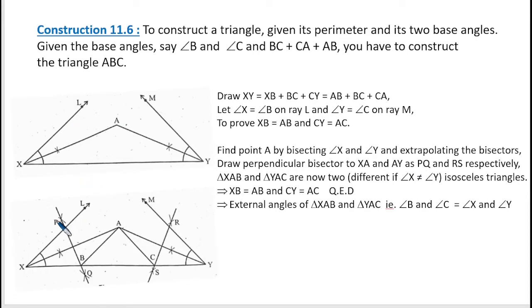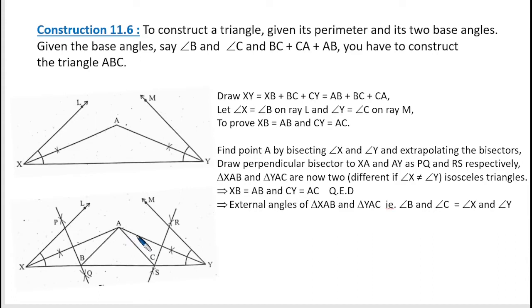Then from this point A to X and A to Y, you draw a perpendicular bisector. I call it PQ here. Once you make this perpendicular bisector, it will intersect XY at this point here, and I call it B, and you join AB. Since this is a perpendicular bisector, this side is equal to this side, and this angle is equal to this angle, so it is an isosceles triangle. Since it is isosceles, AB will be XB.